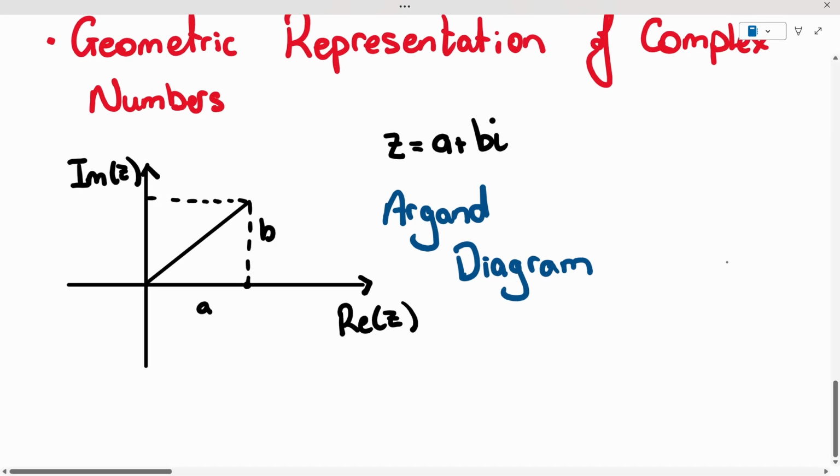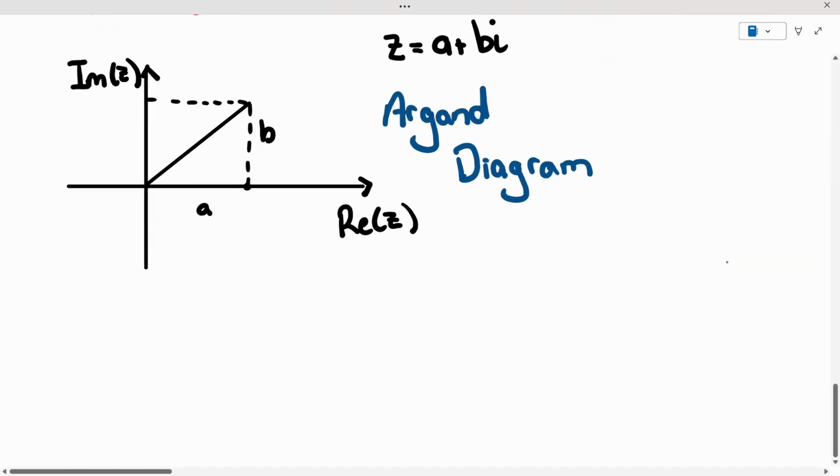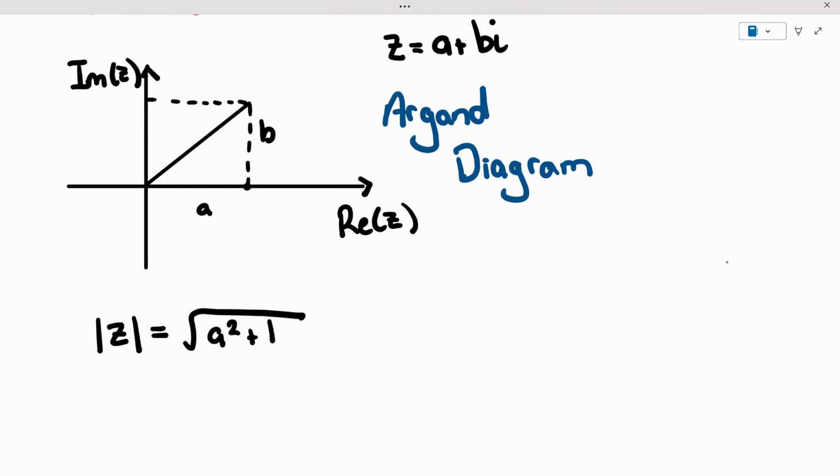Similar to when we did vectors, this leads to a very interesting notion of length when we talk about a complex number. If we take the length or the modulus of the complex number, using Pythagoras' theorem, it is the square root of a squared plus b squared. That is the length, or the size or the magnitude, of this complex number. And of course, this complex number makes an angle with the real axis. This angle is called the argument of a complex number, arg z.